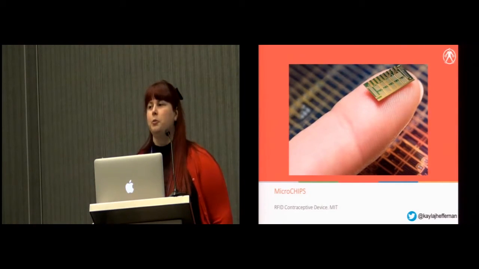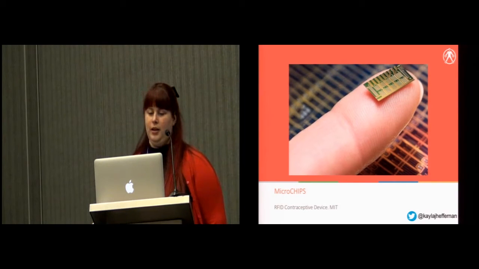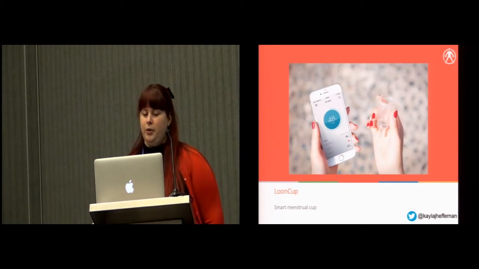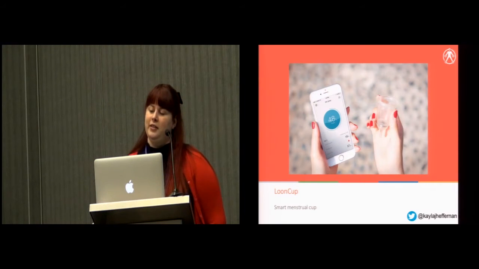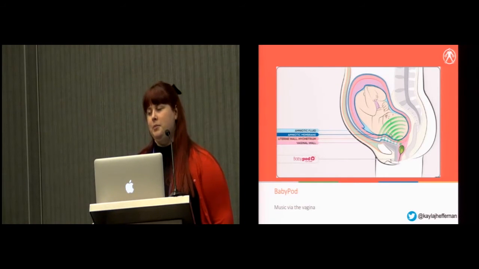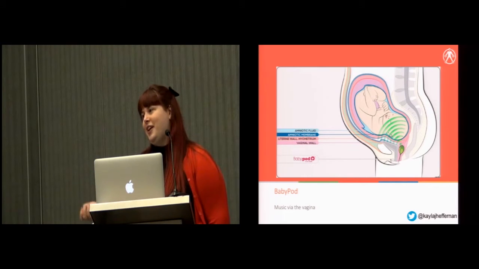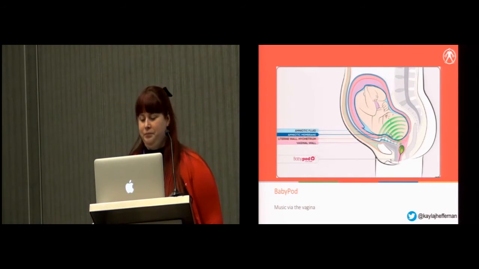And recently, insertable products are becoming insertable devices by being incorporated with sensors or other digital interactions. So this is microchips, an RFID contraceptive currently in development with MIT, with the goal being that a woman can turn on and off her contraceptive in between pregnancies. We also have the Kickstarted Loom Cup, the Internet of Things smart menstrual cup, and Baby Pod, insertable speakers to play music for your unborn baby. So these are real available devices that obviously have some consumer market.